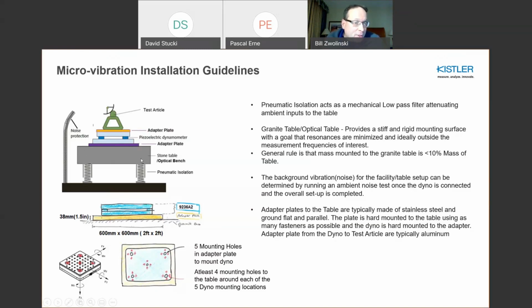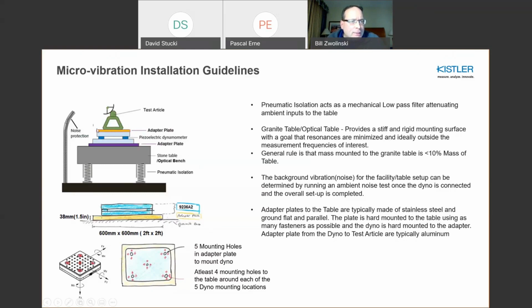If it's an optical bench, there's usually a very dense mounting hole pattern. If it's already a granite table, there could be another mounting hole pattern already in there. But anyway, you always want to make sure that the mounting holes of the dynamometer to the adapter plate have sufficient fasteners around those locations onto the table itself to get the best natural frequency. And this was talked about in the part 1 session. I think we covered a lot there.